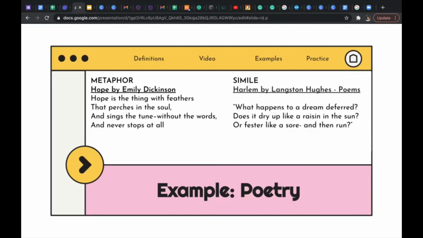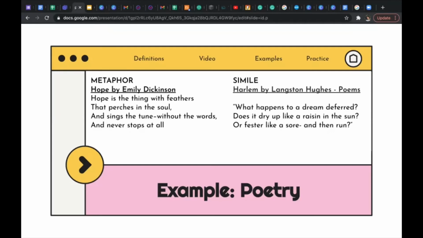So you can see in the first line, hope is the thing with feathers is our metaphor. Emily Dickinson is comparing hope to something with feathers, a bird, and then goes on to describe what a thing with feathers or bird does and describes that as hope.